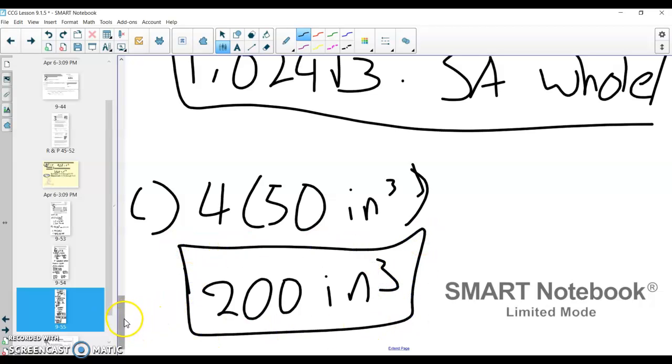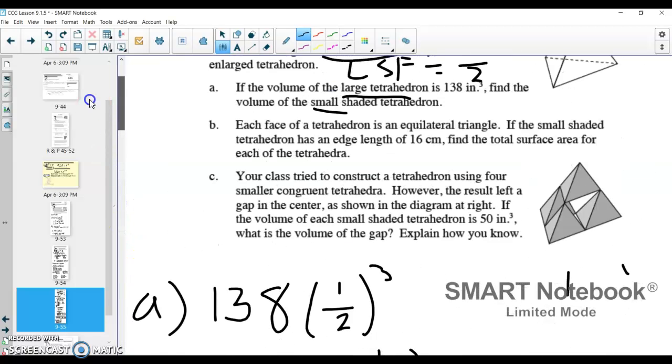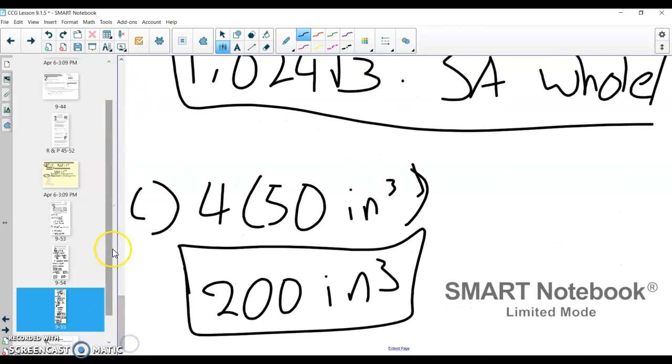That's really short and sweet. I again would go further into it if we were in class and working hands-on with it, but I just know from working on this before that you can fit 4 small tetrahedrons in there, and so I'm just doing 4 times the volume to say that that's 200 inches cubed in the middle there. All right, that's the last problem.